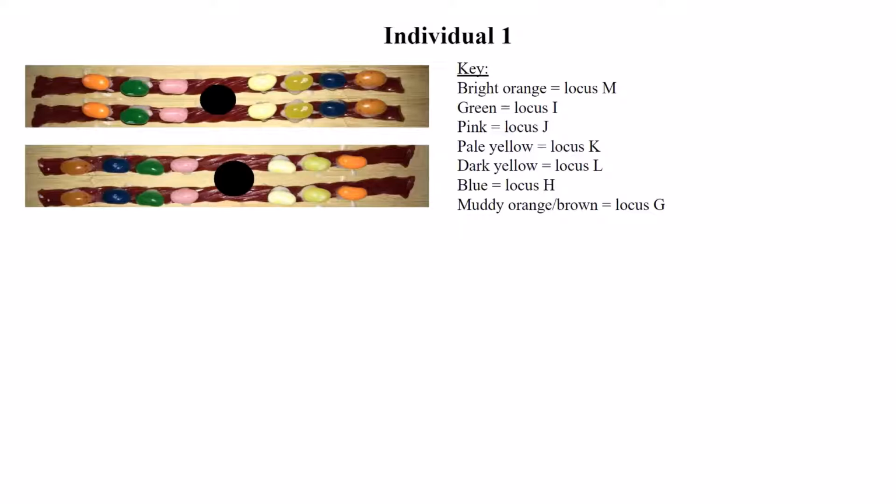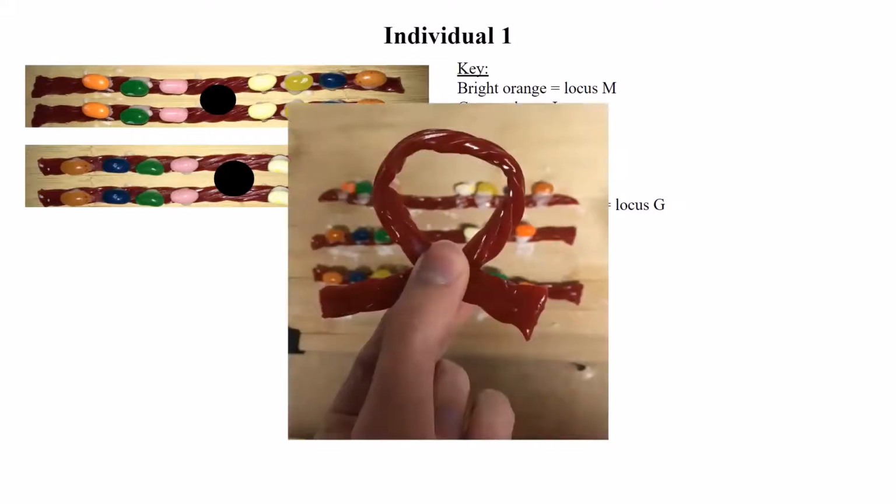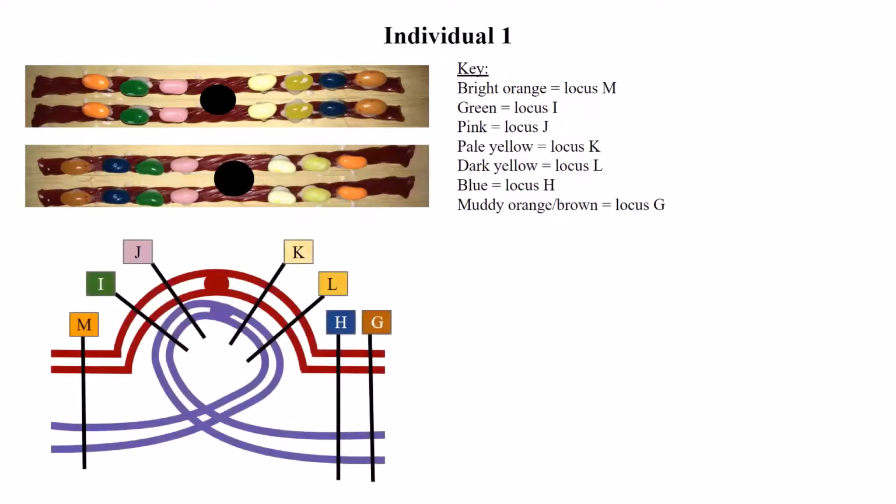In order to maximize synapsis, the inverted chromosome will form a loop like this. The other chromosome will arch itself over the loop to make an omega shape. This is called an inversion loop. Here is what the inversion loop would look like for individual 1. Now that all of the loci are properly paired up, crossover can occur.